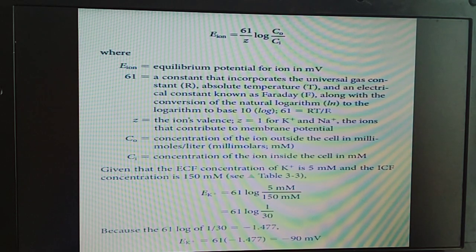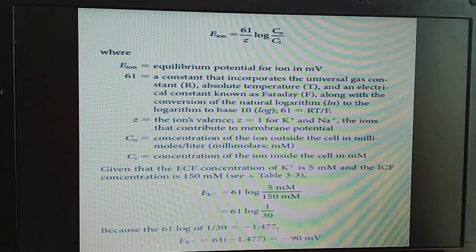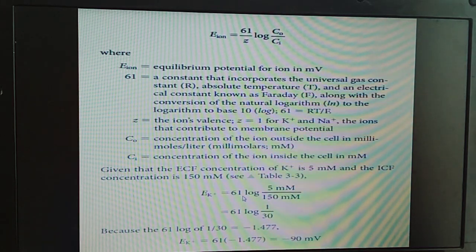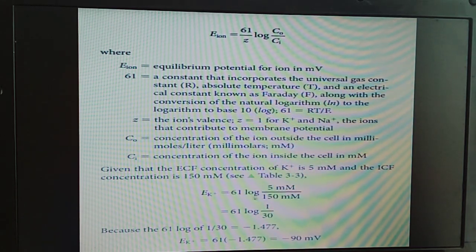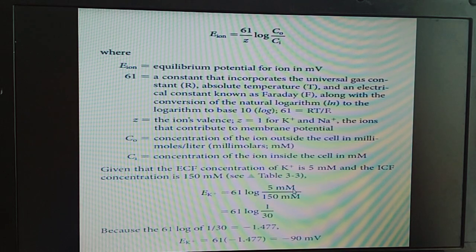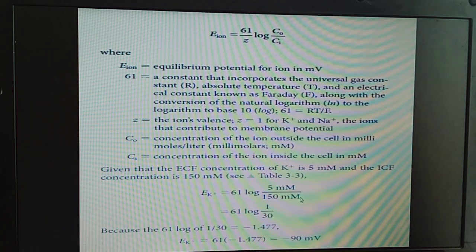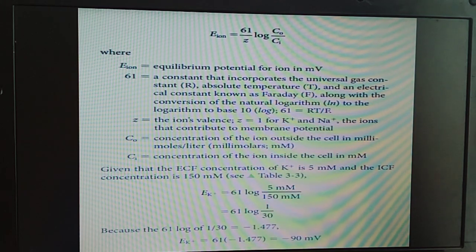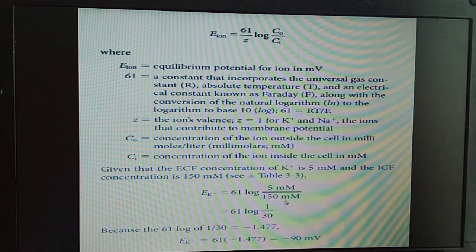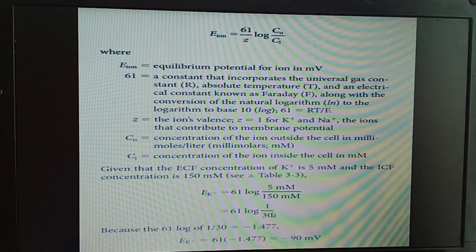Now, for example, to calculate the equilibrium potential for potassium, we know that 61 by valency 1 makes 61 log. The concentration of potassium outside, say for example, is 5 millimole, and inside, in the interstitial fluid, potassium is in higher concentration, that's 150 millimole. So 61 log 5 by 150 millimole gives rise to log 1 by 30.